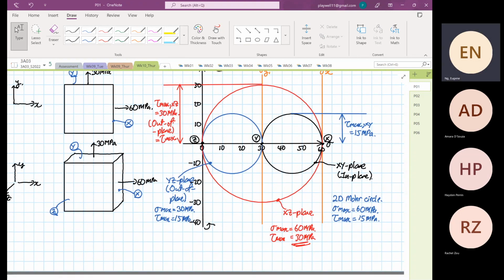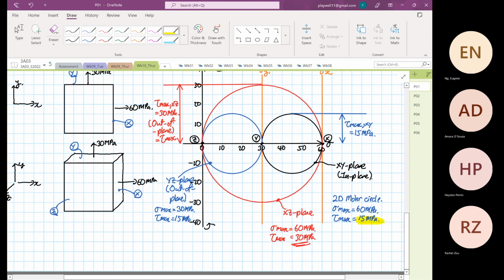So if you were to just use 2D Mohr circle to solve this problem, okay, you are only going to be able to find 15 megapascal. Okay. So if you were to analyze using 3D Mohr circle, then you are able to compute the what? 30 megapascal. The stress max does not matter because the stress maximum, either using 2D or 3D, is still what? 60 megapascal. But the tau max value changed to 30 megapascal.